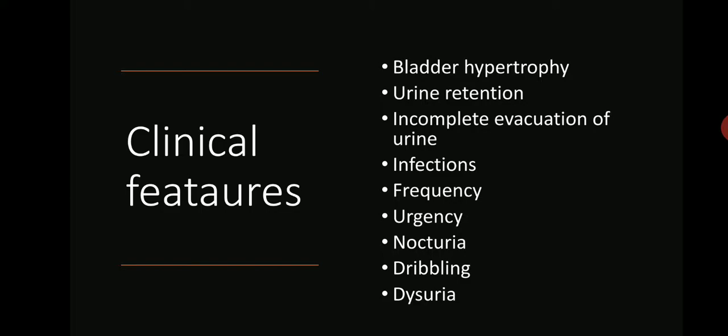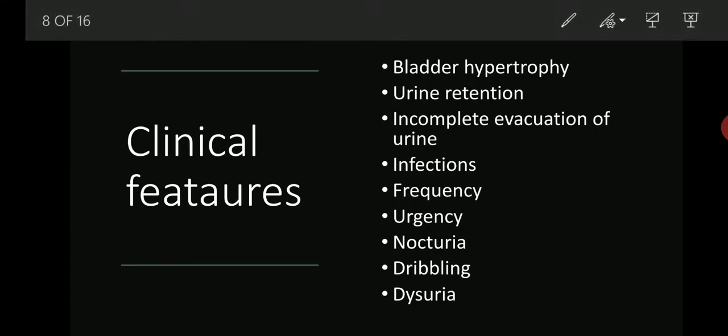So in early stages there may not be any symptom, but when the nodules enlarge in size, the symptoms progressively increase. So what are the symptoms that you expect? There would be bladder hypertrophy, because the bladder has to now push the urine through an obstructed system. So there will be hypertrophy of the muscle of the bladder. There can be total occlusion of the urethra leading to urinary retention.